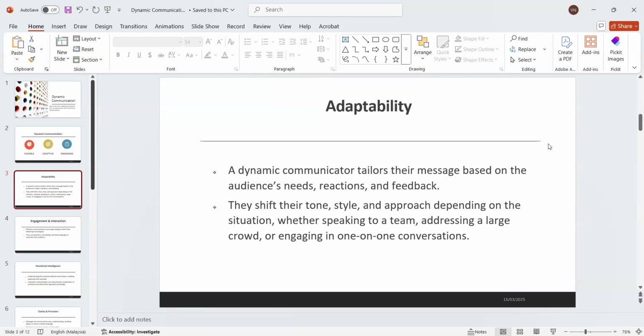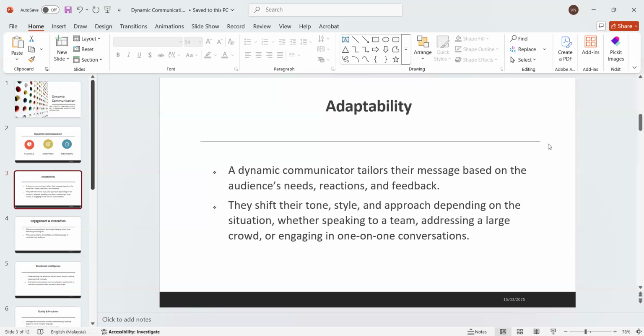Adaptability means you can shift the tone of your voice, the style in which you move, the way you dress, your body language, and your approach. How do you approach people? It depends on the situation, whether you're speaking to a team, addressing a large crowd, or engaging in one-on-one conversations. For example, somebody who's a counselor. That counselor, he or she, will be engaging in a counseling session with someone, and they're able to adapt their conversation, their tone of voice in that conversation.